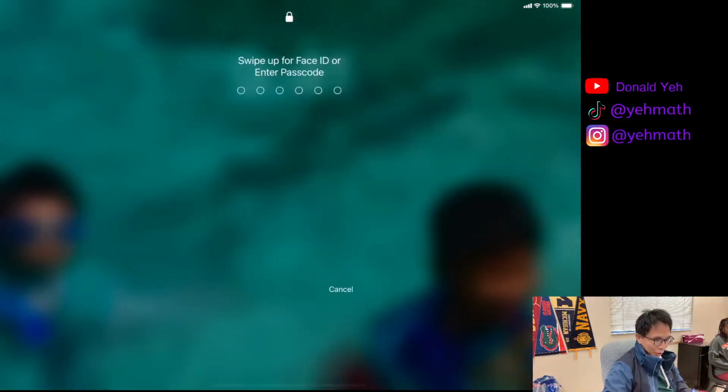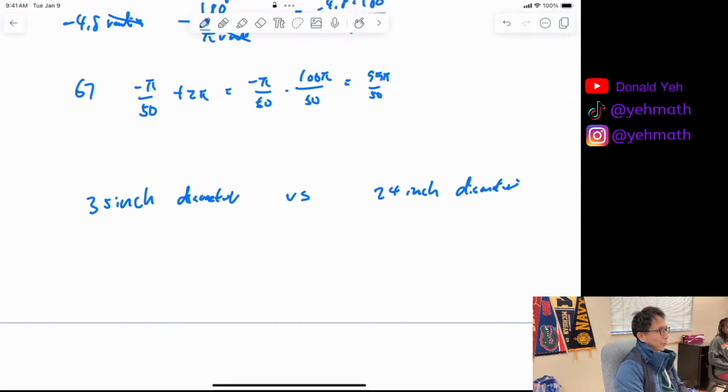So it turns out the question is kind of vague. It turns out there are two types of speed that you guys don't know about. One is called linear speed. One is called angular speed.